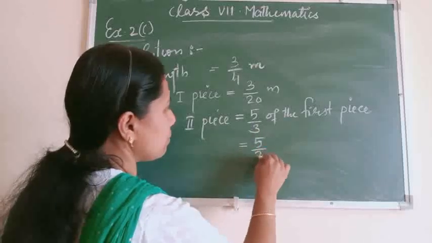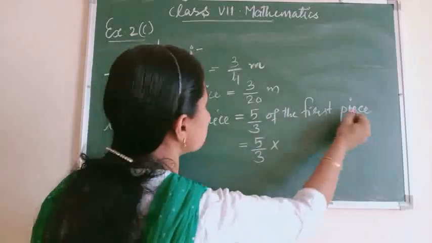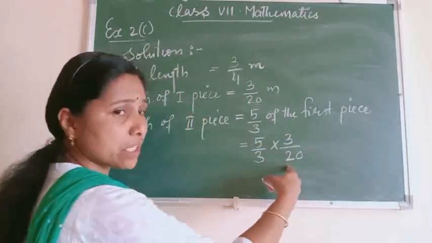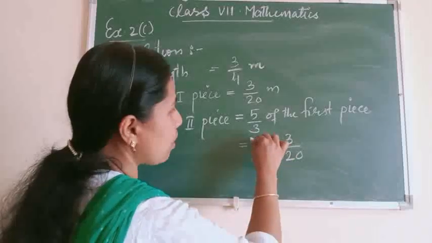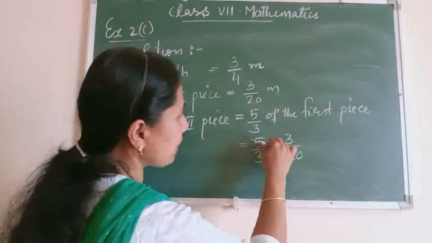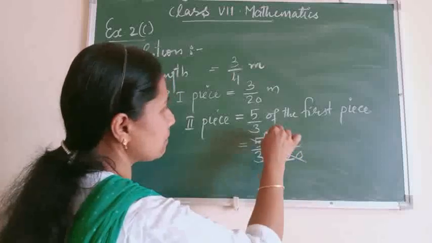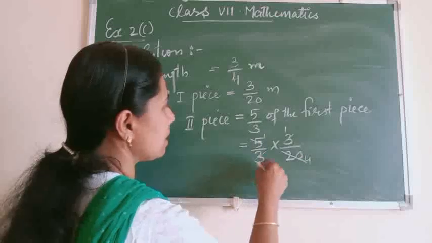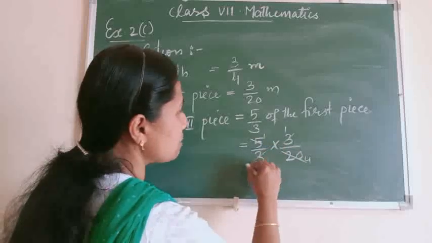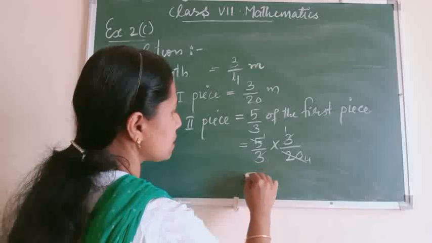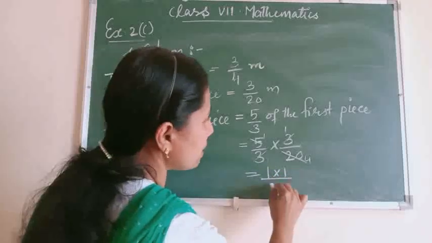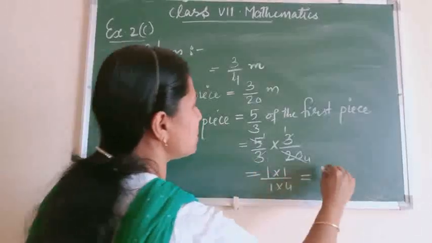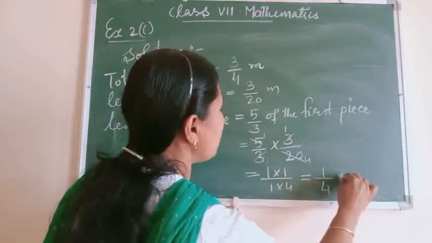5/3 of means multiplication of the first piece. First piece is 3/20. Here it is multiplication of fractions, so we can cancel common numbers. This 5 and 20 divided by 5 gives 1 and 4. And this 3 and 3 are also cancelled. Then we multiply the remaining numerators and denominators: 1 into 1 in the numerator and 1 into 4 in the denominator. So the length of the second piece is equal to 1/4 meter.